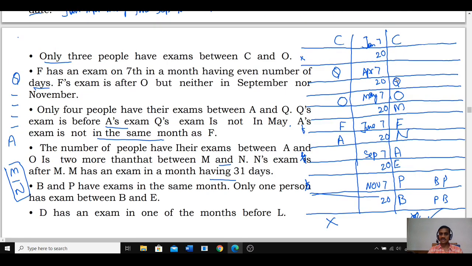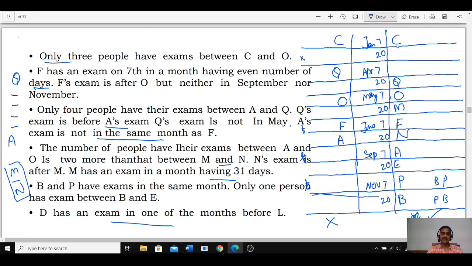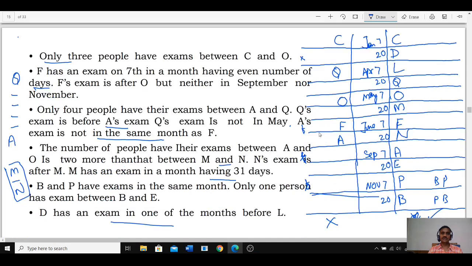Then ఇంకా మనకి ఇద్దరు వెళ్ళిపోయారు. D has an exam on one of the months before L. D is on one of the months before L. Hence D is in the month of Jan. L is in the month of April. Clear now? Now this is about question numbers 81 to 85.